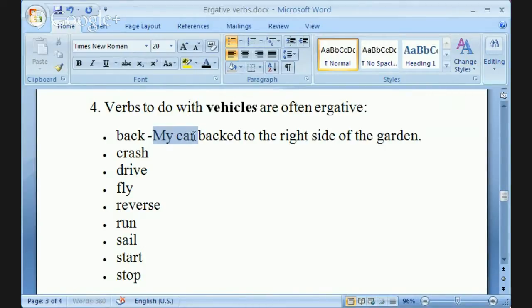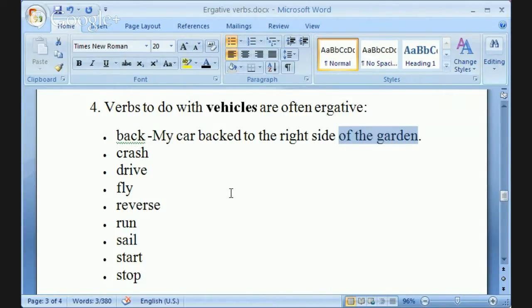Okay, well, we obviously have a subject, backed, but then we have two prepositional phrases, to the right side and of the garden. So there is no object here. Yeah, that's how you use back as a verb. That is correct. Now, how on earth could you use back with an object?